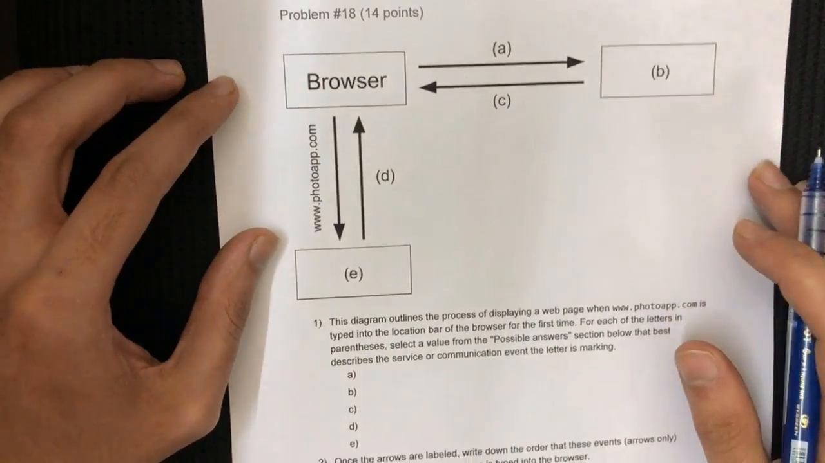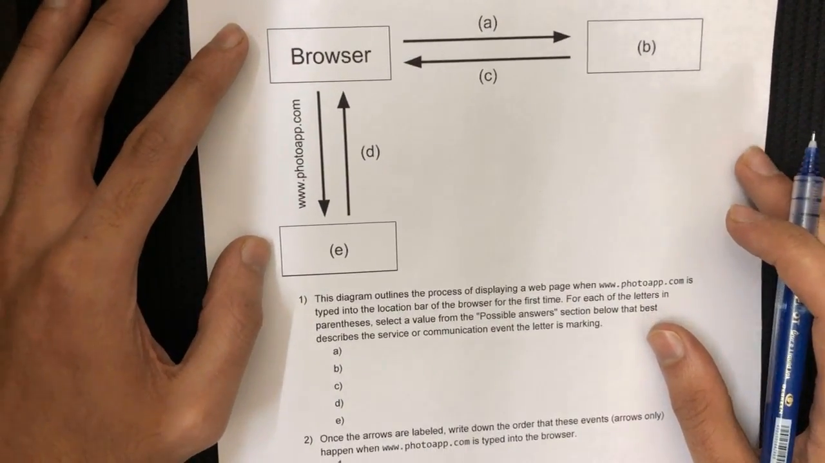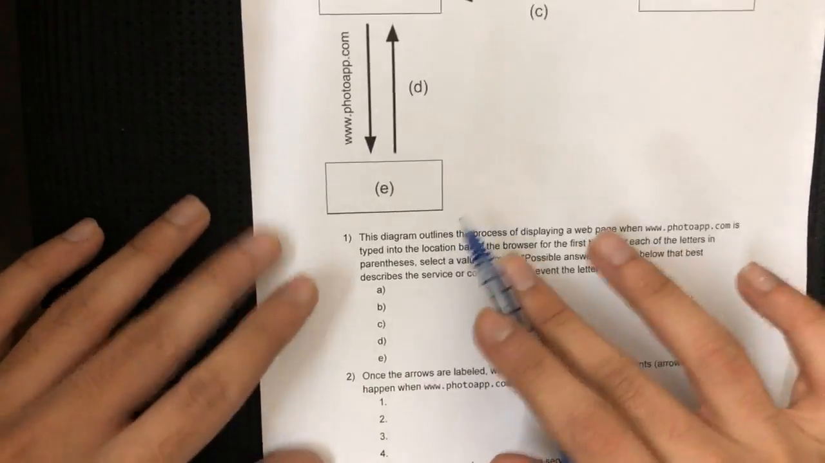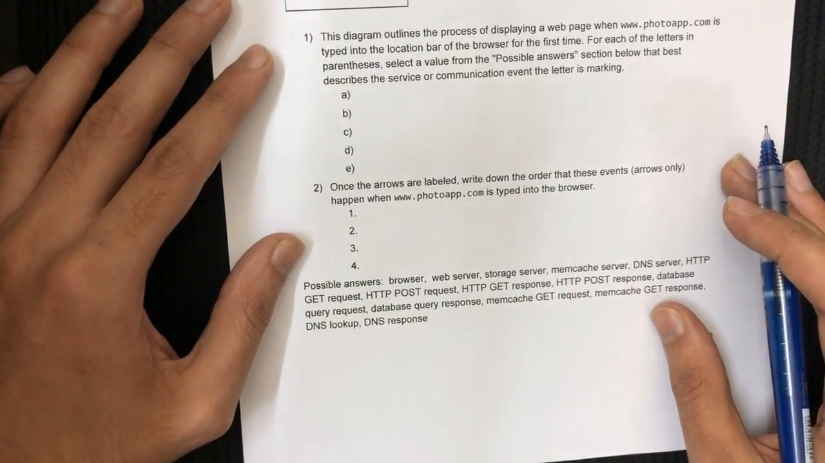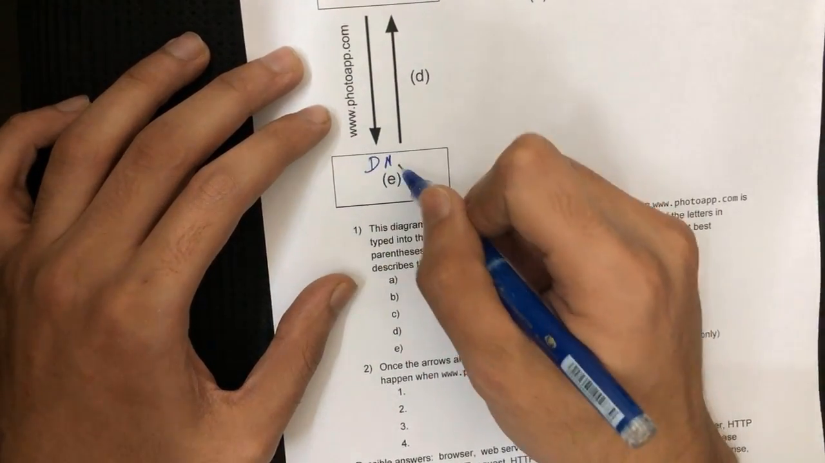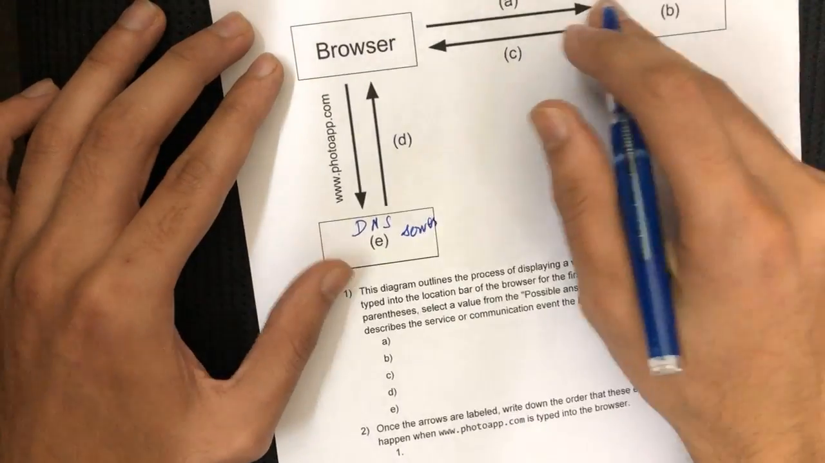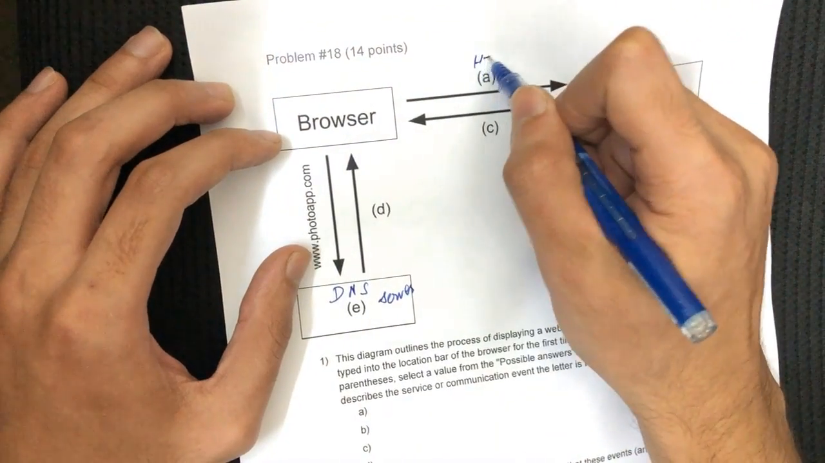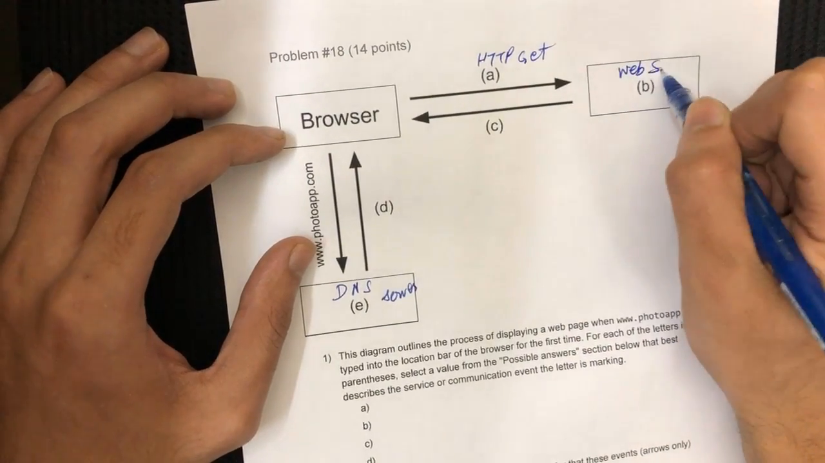Okay, here we have been given a diagram, and we need to give it labels, and the options are given right over here. So what can all of these things be? A, B, C, D, E. I think this video is already long enough, but this is the DNS server, of course, because this is going to photoapp.com from here. DNS lookup happens over here. So this is the DNS server, and the browser is going to send a GET request over here. So it's going to be an HTTP GET request, and this is the web server, you can say.